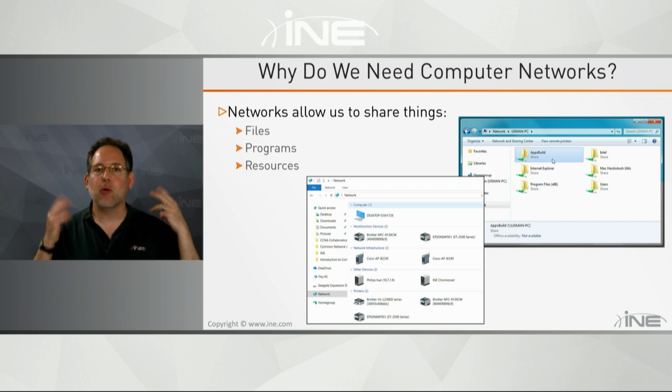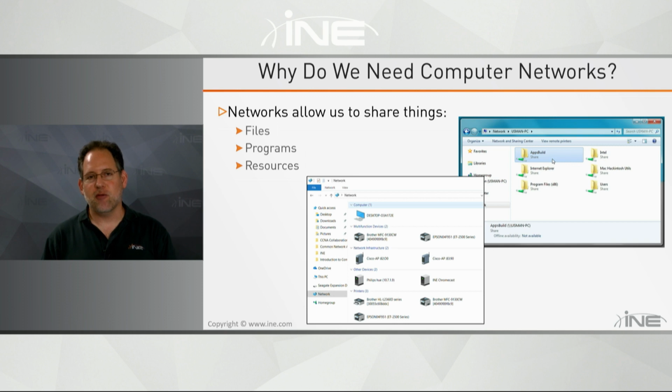So that's considered a resource. That printer is a resource that's being shared among multiple devices. And there's lots of other examples of resources, like disk drives and cameras and things like that, that can all be shared across the network.